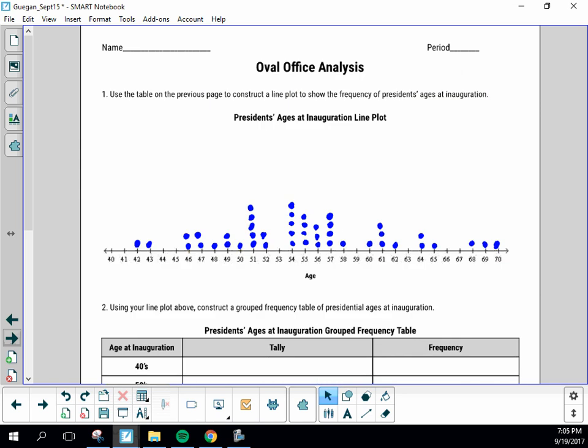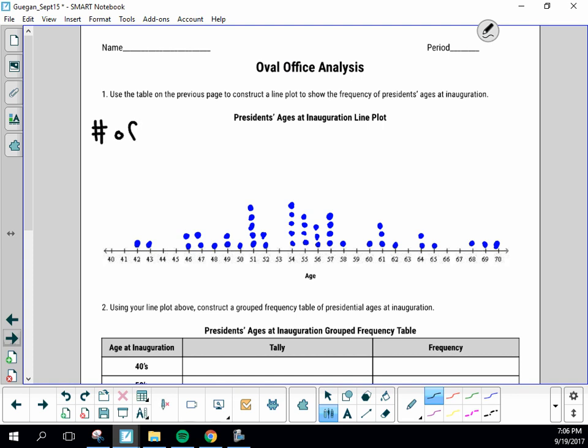All right, I've already completed the line plot. Mine's actually a dot plot for you. Take a moment to compare yours to mine and make sure that you have the same number of dots over the same ages. At this point, I usually like to check to make sure I have all of the dots by counting them up. And in counting all of them, I should have 1, 2, 3, up to 45 presidents.